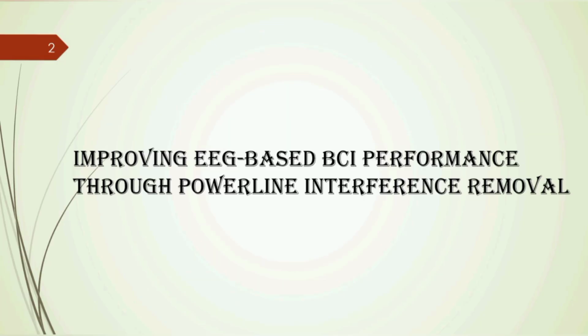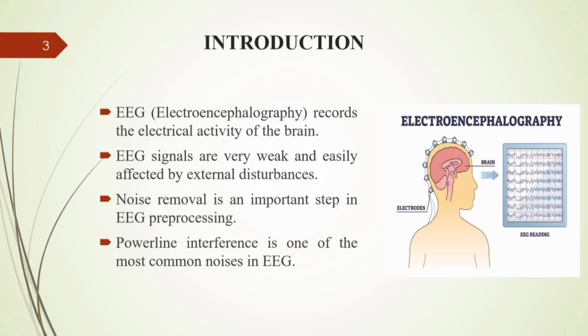Today I am going to present my seminar on improving EEG based brain computer interface performance through powerline interference removal. Now let me begin with a brief introduction to EEG. Introduction: Electroencephalography or EEG is a technique used to record the electrical activity of the brain. These EEG signals are very weak and are easily affected by external disturbance. Because of this, noise removal becomes a critical pre-processing step. Among different types of noise, powerline interference is one of the most common problems in EEG-based systems.